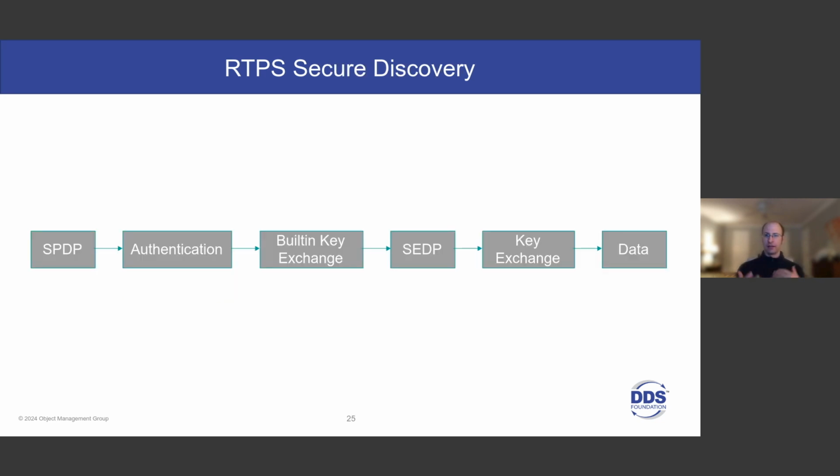And this adds additional overhead and steps. So you do SPDP first, you go through authentication, you then do some built-in key exchange for your built-in endpoints, you do SEDP, do key exchange again for your data endpoints, and then your data starts to flow.